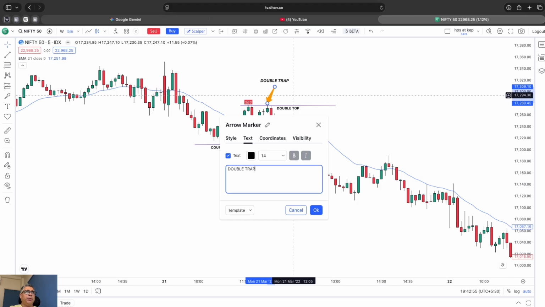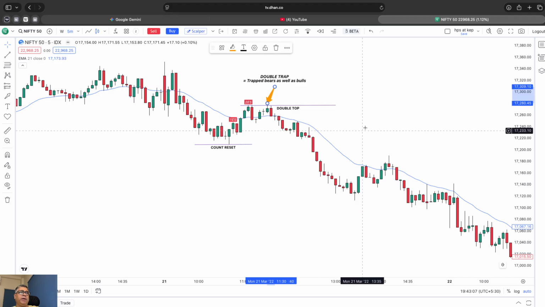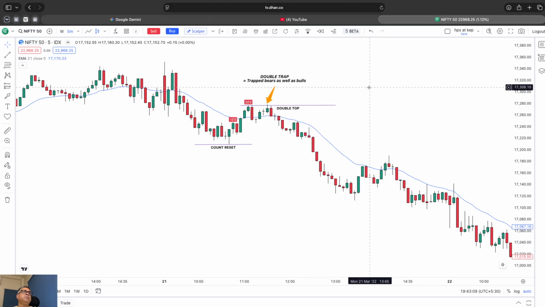because let me explain it to you why it is double trap. Because it trapped bears as well as bulls. That's why it is named a double trap. It usually gives very good return. We were expecting a downward move to continue. The trend was bearish.